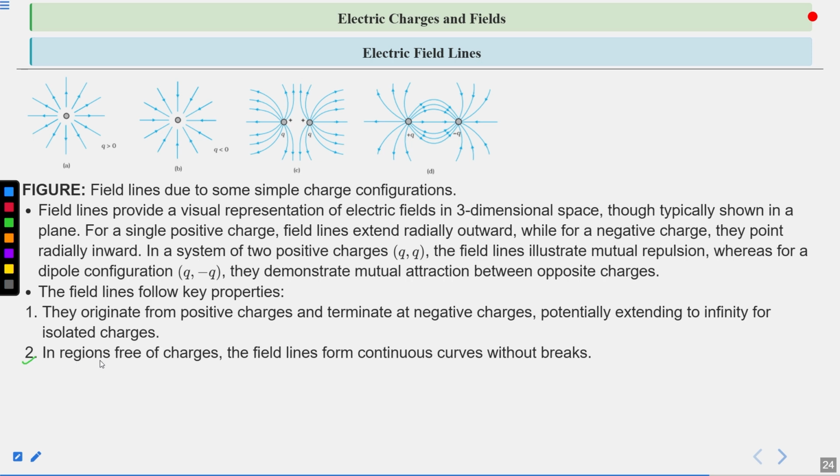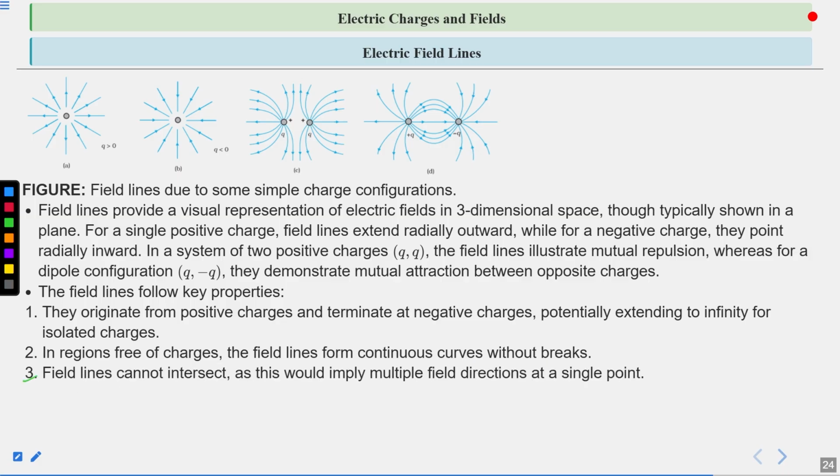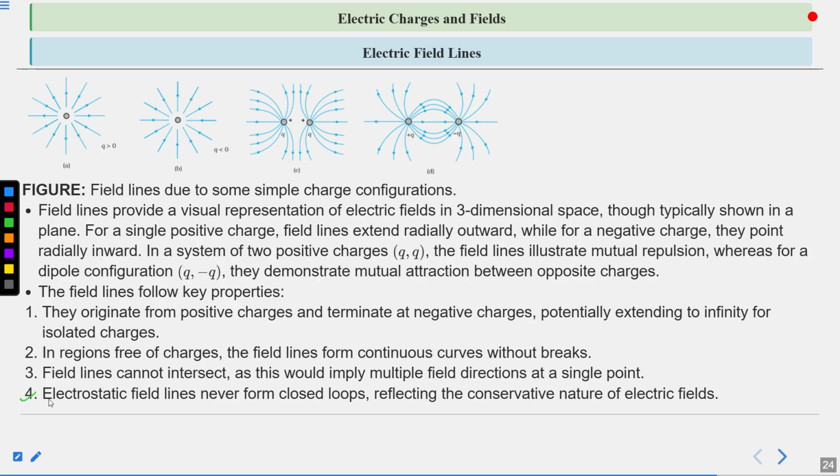Second, in regions free of charges, the field lines form continuous curves without breaks. Field lines cannot intersect, and this is an important point. Electric field lines cannot intersect. Why? As this would imply multiple field directions at a single point. That is not possible. Fourth is electrostatic field lines never form closed loops, reflecting the conservative nature of the electric fields.